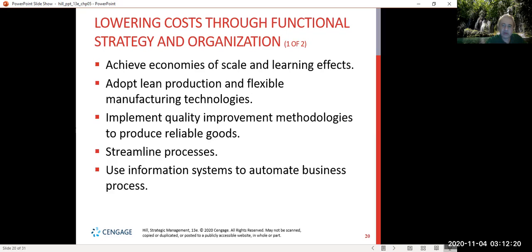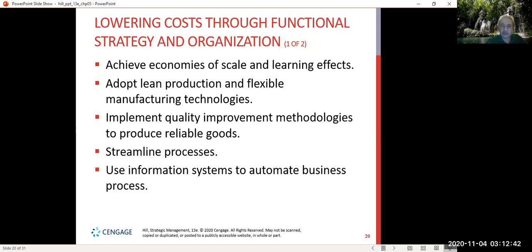Implement quality improvement methodologies to produce reliable goods. देखें, अगर गुड जो होंगे reliable होंगे, so that material and time are not wasted producing and delivering poor quality products that have to be scrapped, reworked or reproduced from scratch. तो reliable product होंगे, quality improvement होगी, तो उससे भी cost जो होगी कंपनी की save होगी.